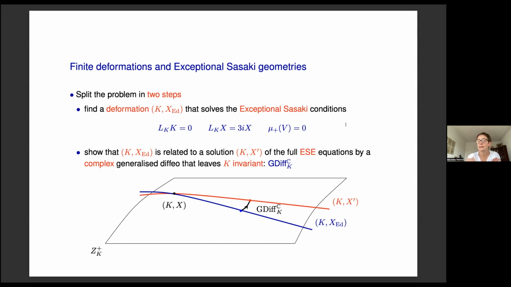But we can solve the simpler set of conditions, which I called before the exceptional Sasaki condition. So what we have in the big space of all the K fixed and X that we can deform, we find a line, a family of solutions. And the idea is to see whether we can in some way go from this line family of solutions to the solutions of the full set of equations. So this red line is really the solutions dual to the deformed N equals 1 CFTs. And we see how we can go from this to this by acting on whatever point we find in this line of solutions with a complexification of a generalized diffeomorphism that leaves K invariant, because K doesn't change in the whole story.